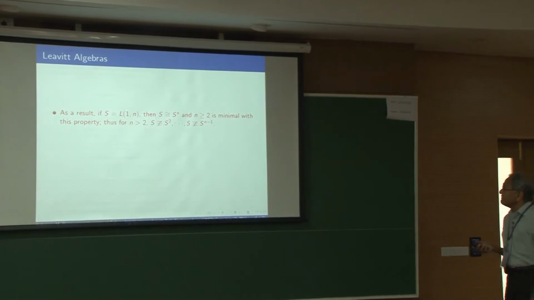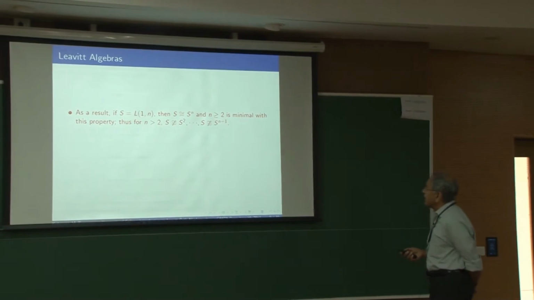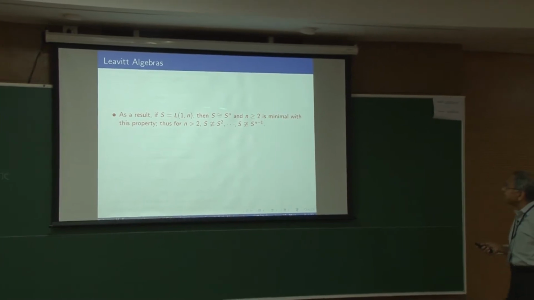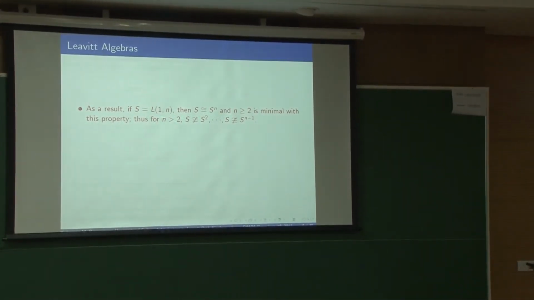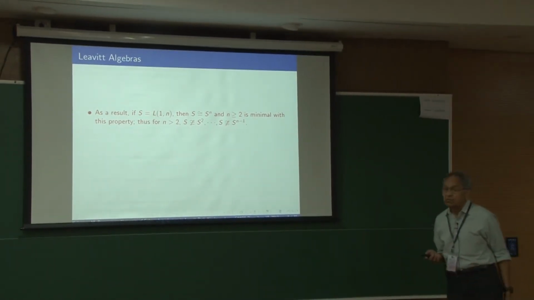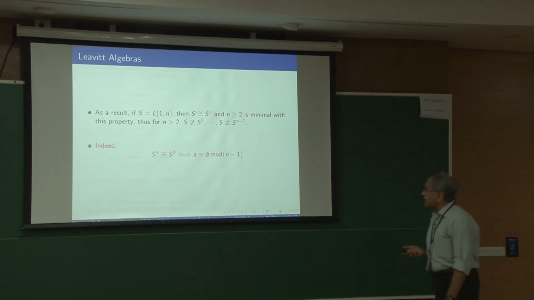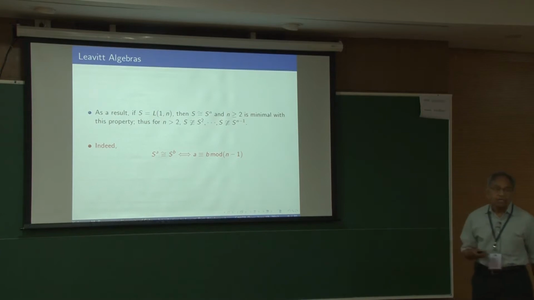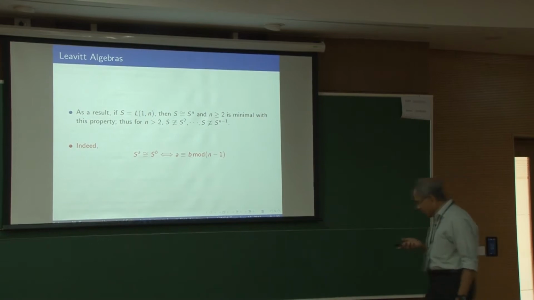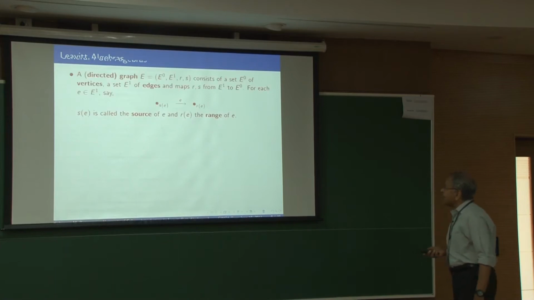So in particular, just to emphasize what this says: if S is this Leavitt ring, then S would be isomorphic to S to the n, and n is minimum in the sense that S is not isomorphic to S squared or S cubed or S to the n minus 1. And indeed, for two integers a and b, S to the a is isomorphic to S to the b only if a is congruent to b mod n minus 1. So that's a kind of background idea here.